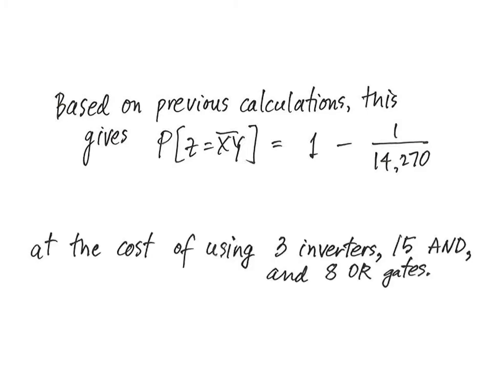At a price. The price we pay, instead of one AND gate and 3 inverters, we now have 3 inverters, 15 AND gates, and 8 OR gates, when taking into account all the majority gates that we needed to use. So this is the price we pay for improved reliability.